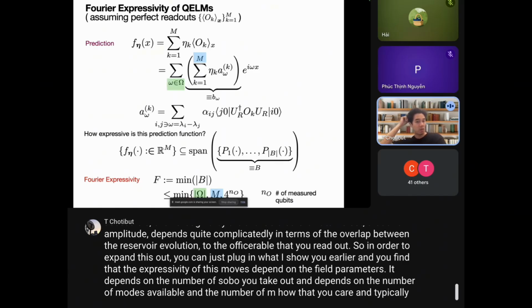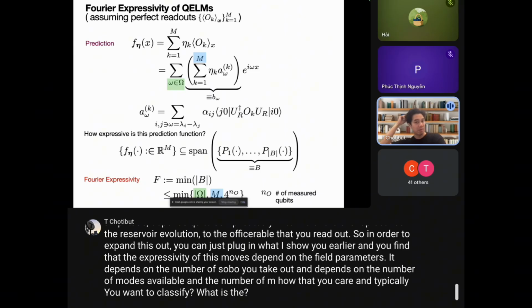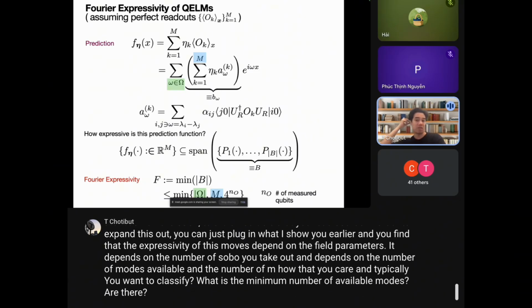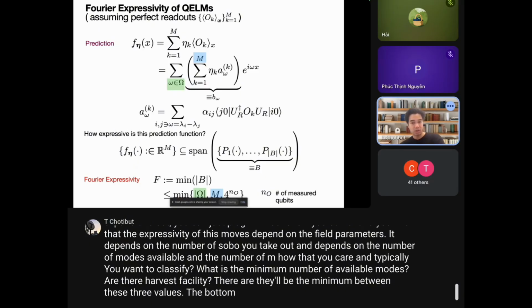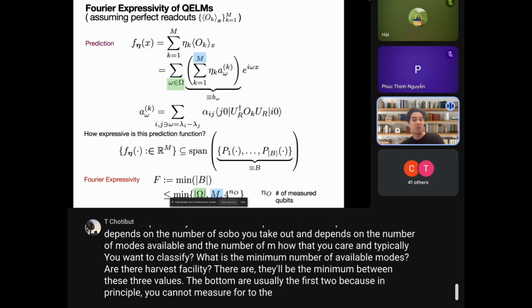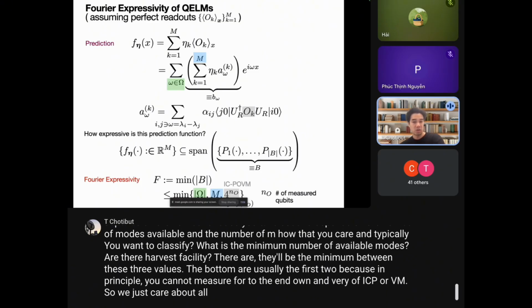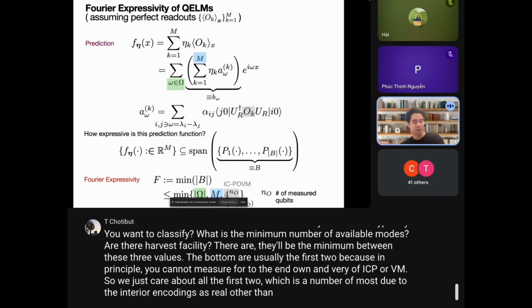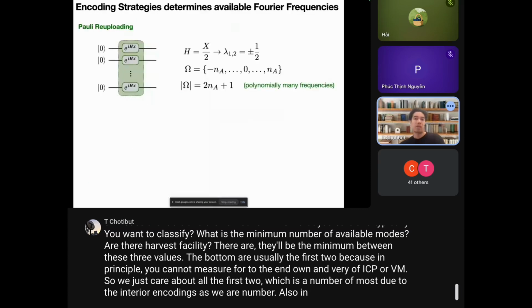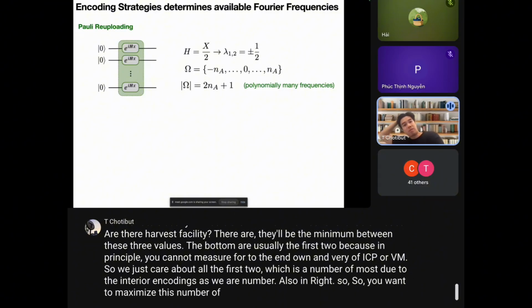And typically, if you want to classify the minimum number of available modes, how expressive it is, there will be the minimum between these three values at the bottom. It is usually the first two, because in principle you cannot measure 4 to the N number of observables. So we just care about only the first two, which are the number of modes due to unitary encoding, as well as the number of observables M. Right. So you want to maximize this number of available frequencies.